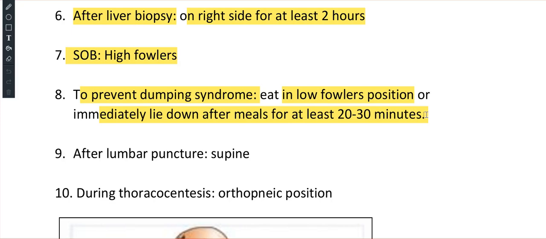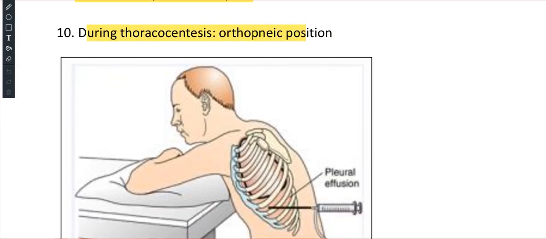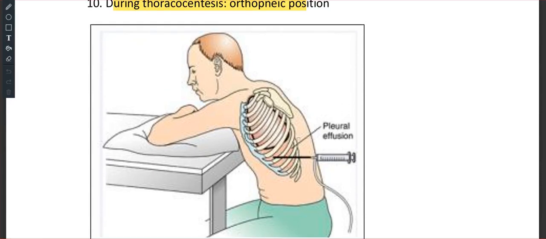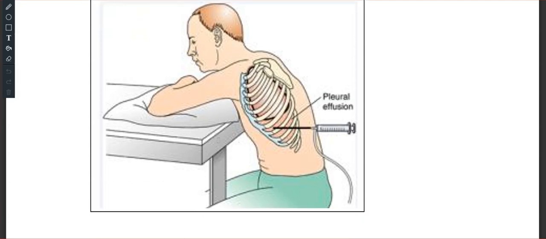Now after lumbar puncture, you need to have the person in supine position. During thoracocentesis, which means the removal of fluid from your lungs in cases of pleural effusion, which means between the visceral and parietal layers of the lungs there is fluid accumulation, under ultrasound guidance there is removal of this fluid. So this is called pleural effusion. The position maintained is orthopneic position with shoulders wide apart and with arms resting on the cardiac table. This is pleural effusion, right?